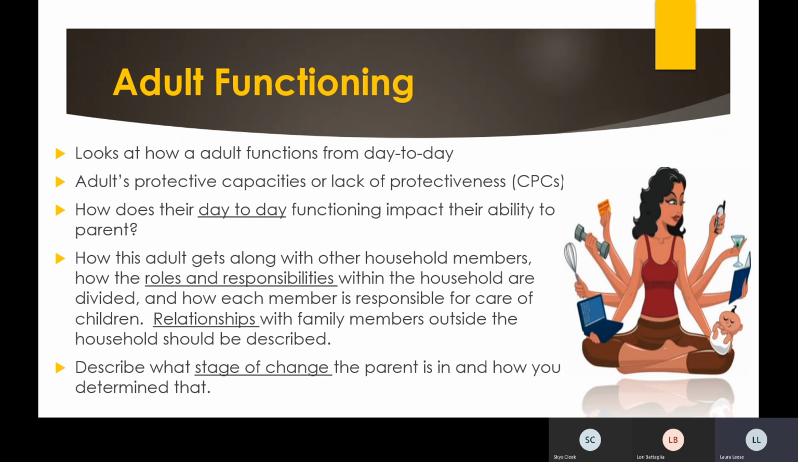And then, of course, this section also should be describing what stage of change the parent is in with respect to caring for their child, and how you determined what stage of change your parent is at. So it should not just say, for example, they are in pre-contemplation. It should say they are in pre-contemplation, and then have all of the information as to how they came to that decision.